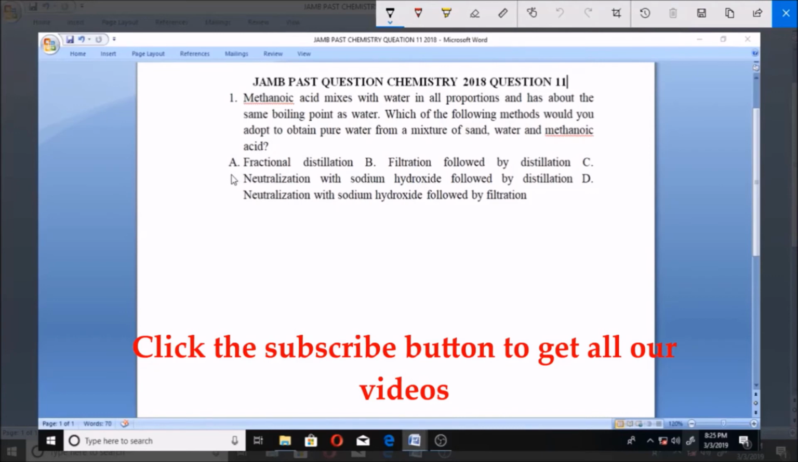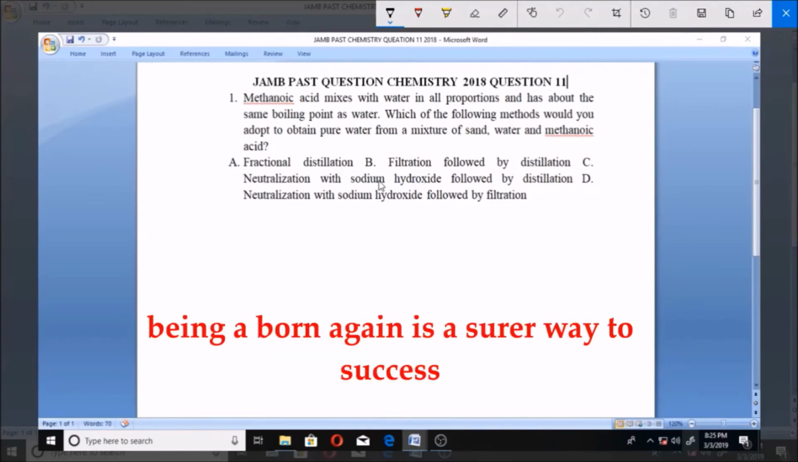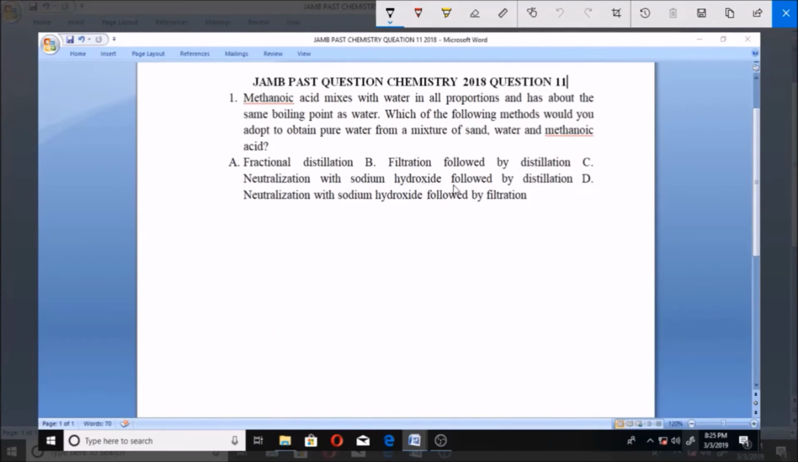acid? A. Fractional distillation. B. Filtration followed by distillation. C. Neutralization with sodium hydroxide followed by distillation. D. Neutralization with sodium hydroxide followed by filtration.